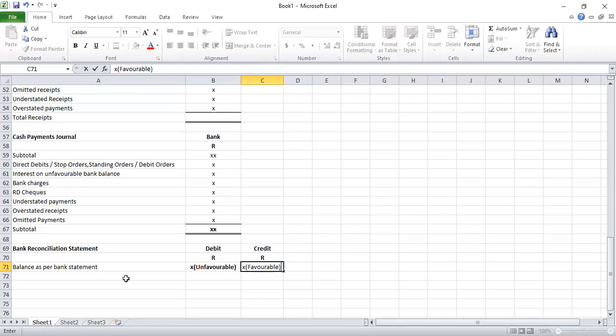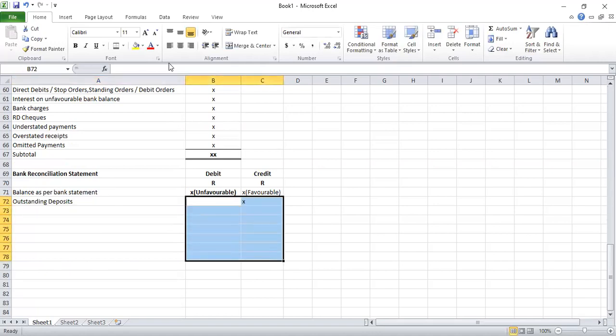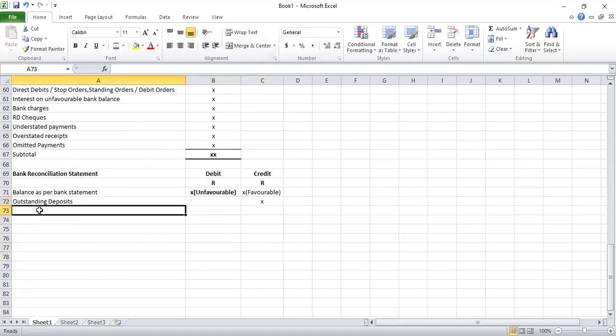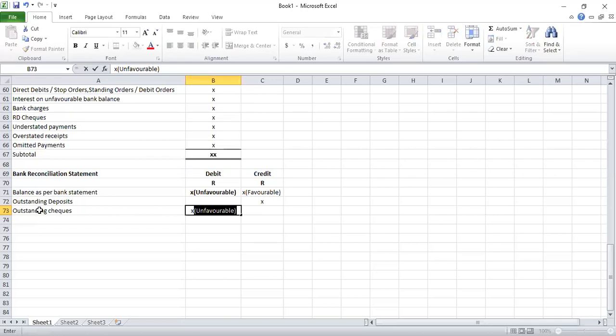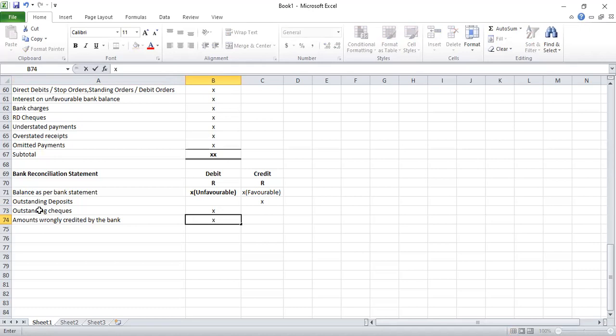Right. Then we enter the following: outstanding deposits, which I enter on the credit side. Then we've got outstanding checks. They go on the debit side. We normally enter them one by one. Amounts wrongly credited by the bank. It can be possible that someone puts money in their account, then by mistake our bank puts it in our account. So we have to debit to clear that.